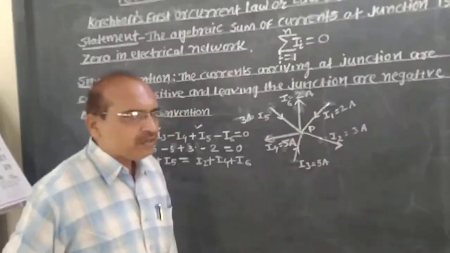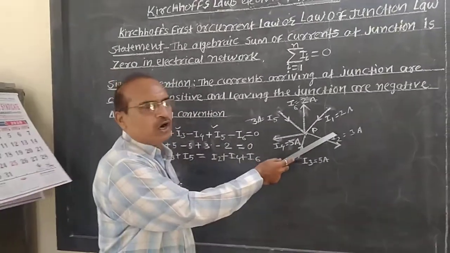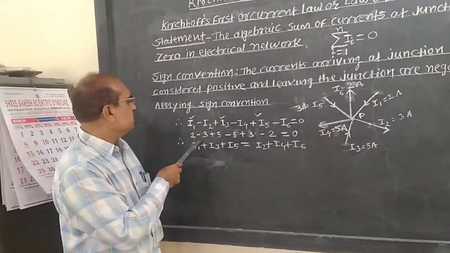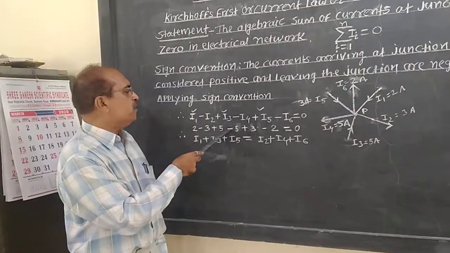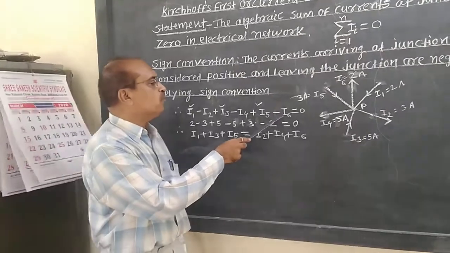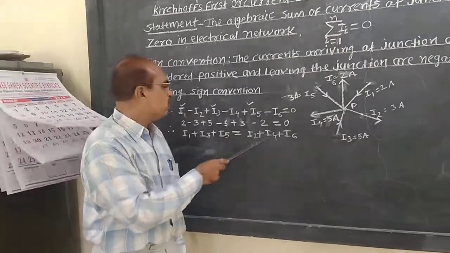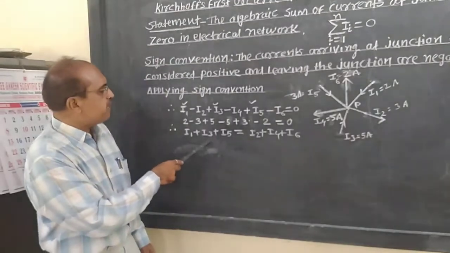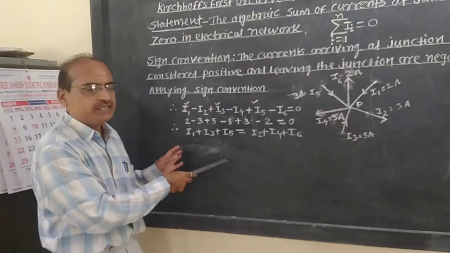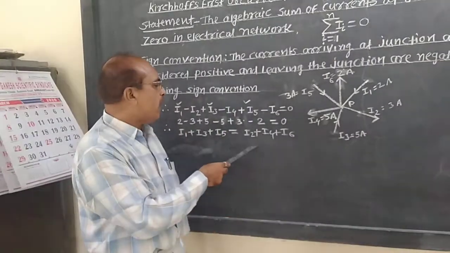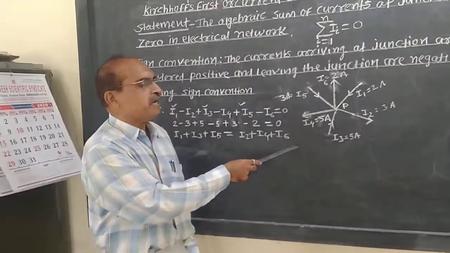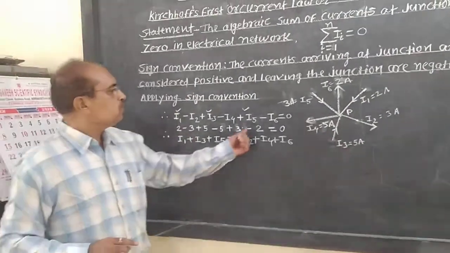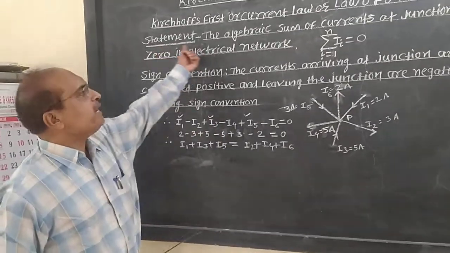If we take an example and put the values of I1, I2, I3 in the equation, we find that the sum of I1 up to I6 equals 0. And from that we can easily understand that I1 plus I3 plus I5 on the left hand side is equal to I2 plus I4 plus I6. So this shows that our statement is correct.